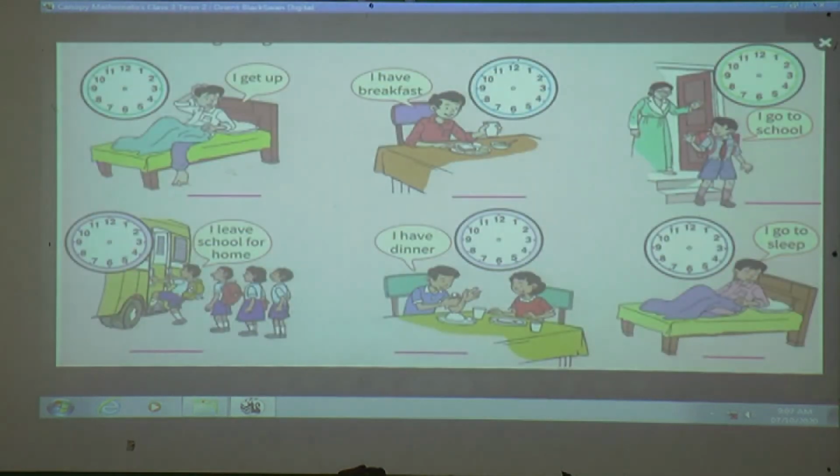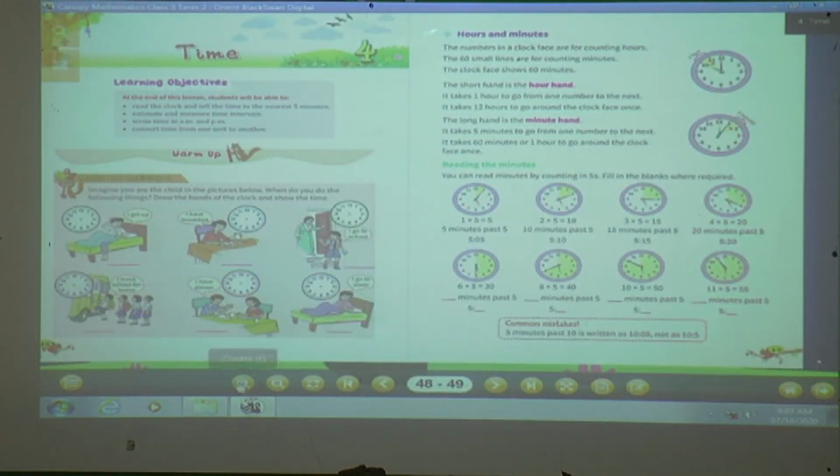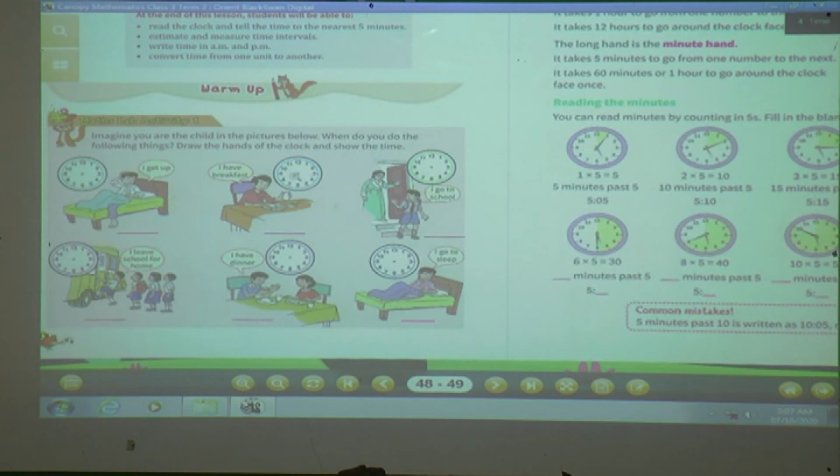We will see now the first activity. Here imagine you are the child in the picture below. Can you see this picture? Okay. Now here what you have to do, you have to imagine you are the child in the pictures below. When do you do the following things? Draw the hands of the clock and show the time. See here, some activities are there.